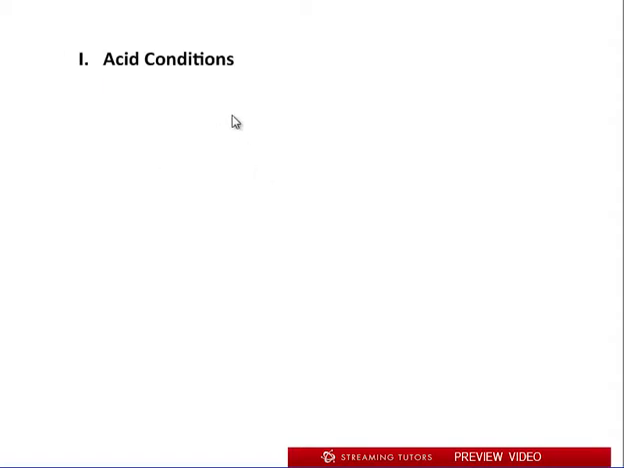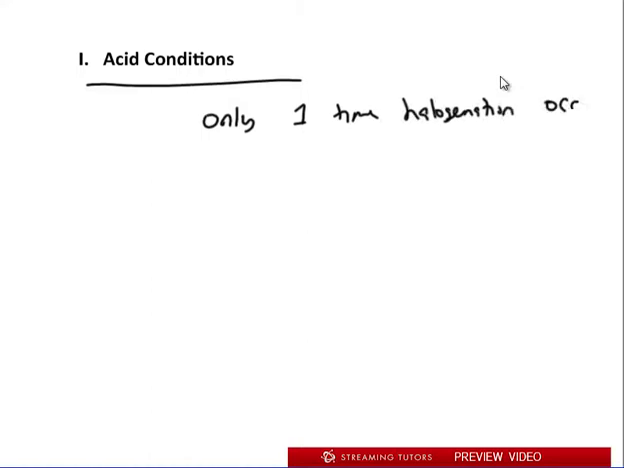So let's get started. The first thing is acid conditions. Remember what I said in the previous video: acid things happen one time. So only one time does halogenation occur under acid conditions.